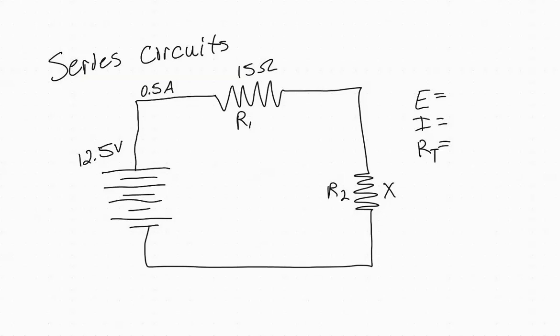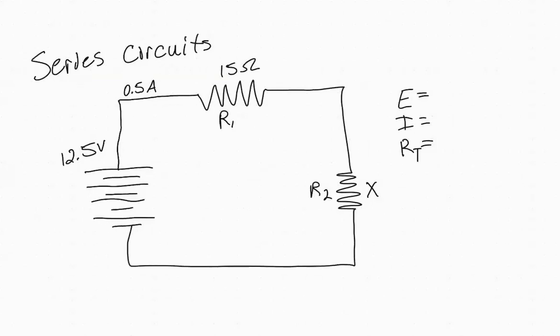So our E is given. It is 12.5 volts. Our I is also given, is 0.5 amps. Now our RT, according to Kirchhoff's law, number 1, to get RT, resistance total, we have to add the resistors together in a series circuit. This is a series circuit because there's no breaks between any of the resistors, any ground, or any power source. Okay, there's only one path for electricity to flow all the way around.